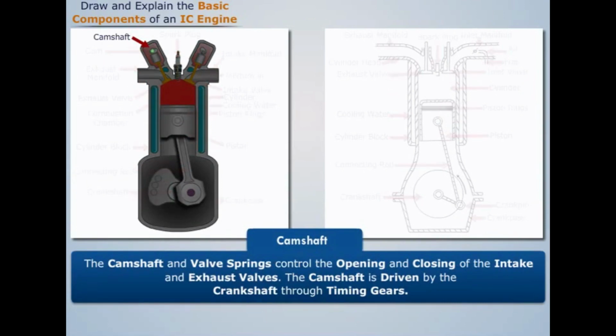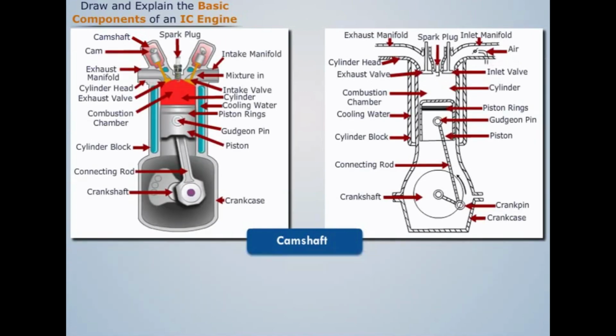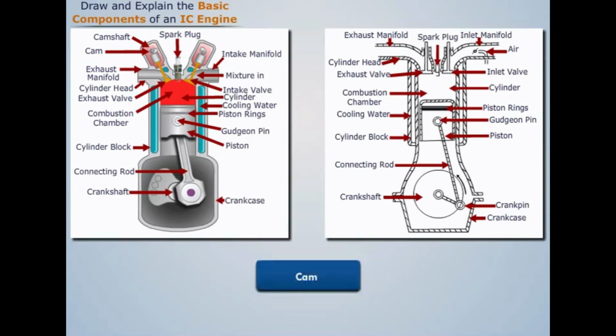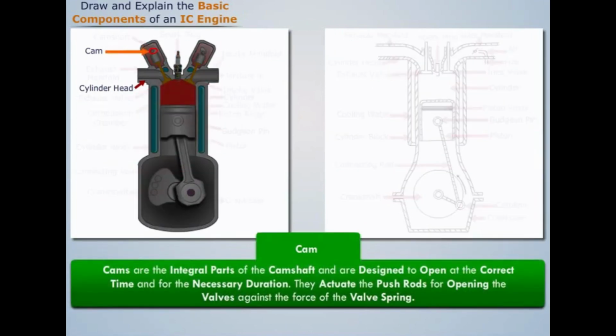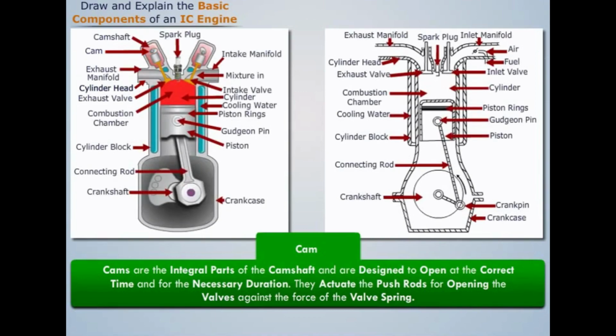Camshaft and valve springs control the opening and closing of the intake and exhaust valves. The camshaft is driven by the crankshaft through timing gears. Cams are the internal parts of the camshaft and are designed to open at the correct time and for the necessary duration. They actuate the push rods for opening the valves against the force of the valve spring.